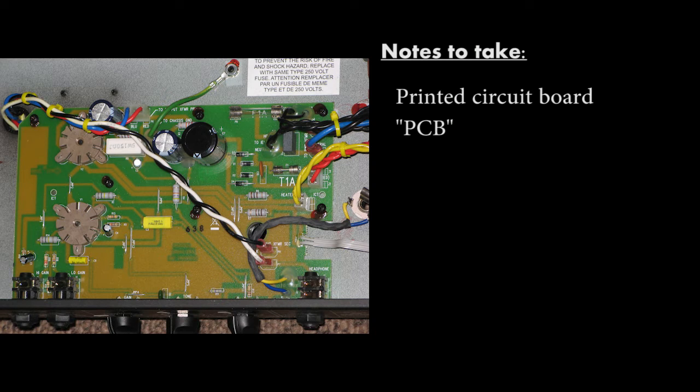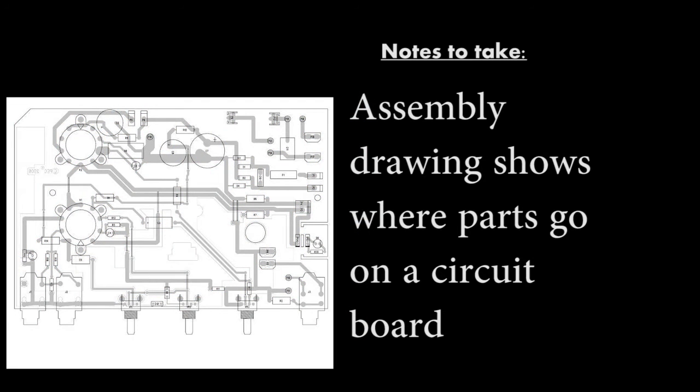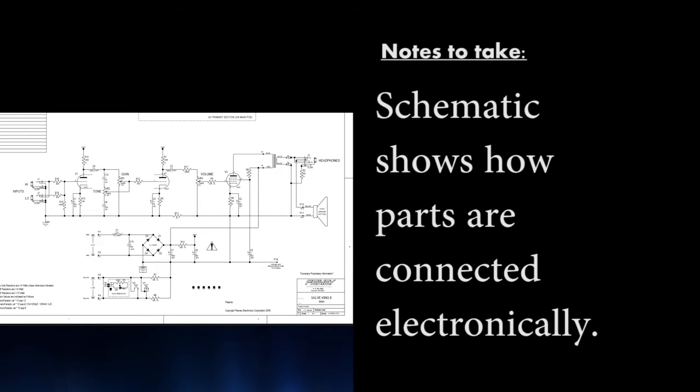Okay? So cool. Now look at this. This is called an assembly drawing. Okay? So this is how it's supposed to be assembled. So it's just a picture of where all the parts go physically. Okay? Now let's take a look at this.